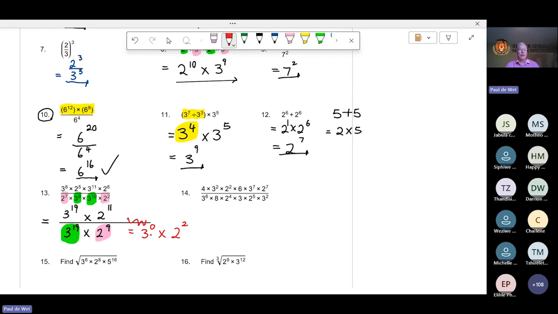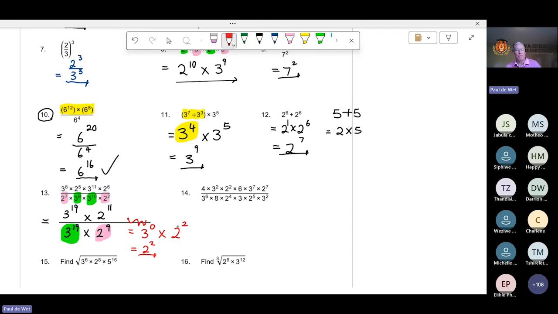But what do we know about anything to the power of 0? Anything to the power of 0 is just 1. So our final answer is just 1 times 2 squared. Our final answer is just 2 squared. So all we're doing here is just using our laws of exponents. Okay, well done.